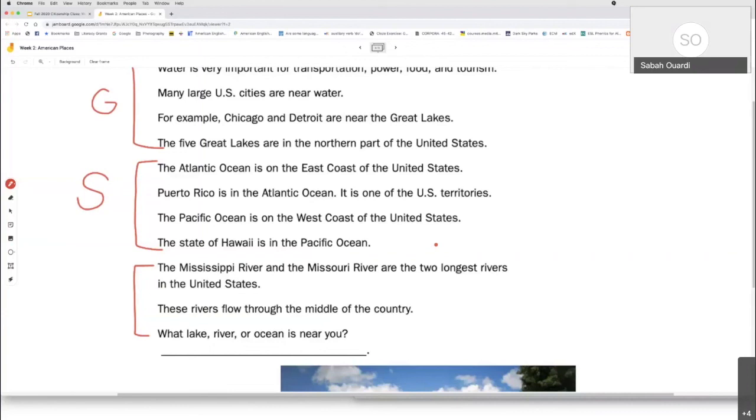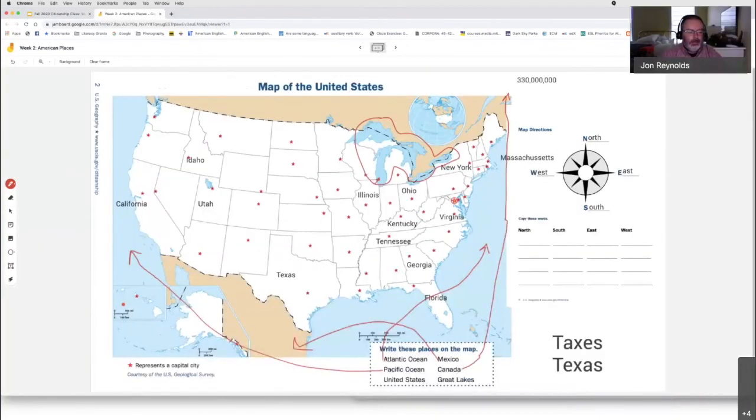The state of Hawaii is in the Pacific Ocean. Okay, so again, if we go back for just a moment to our map, we can see Hawaii is right here. Now, here's what's funny. Anytime we see a map of the United States, they always put Hawaii kind of at the bottom here. But the truth is, Hawaii is very far away from the United States. If you look at a real map of the United States, Hawaii is way far away.